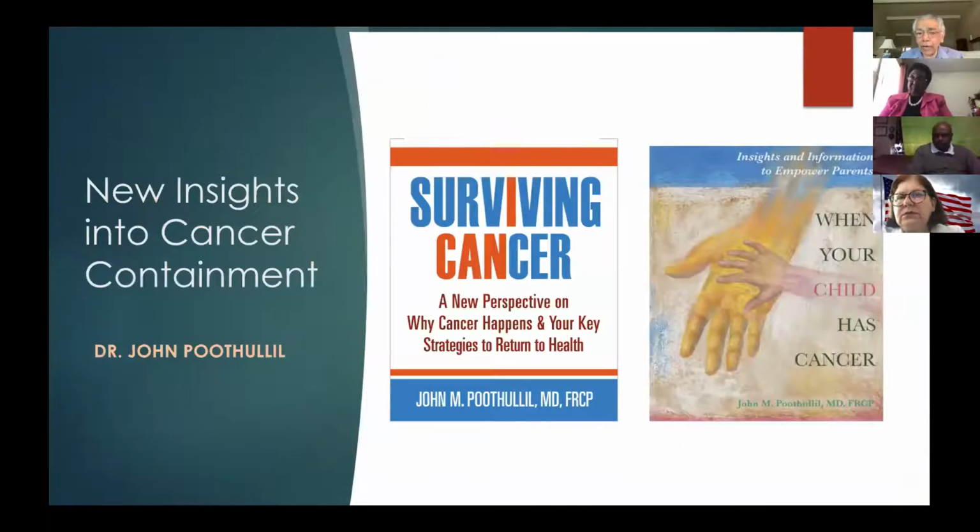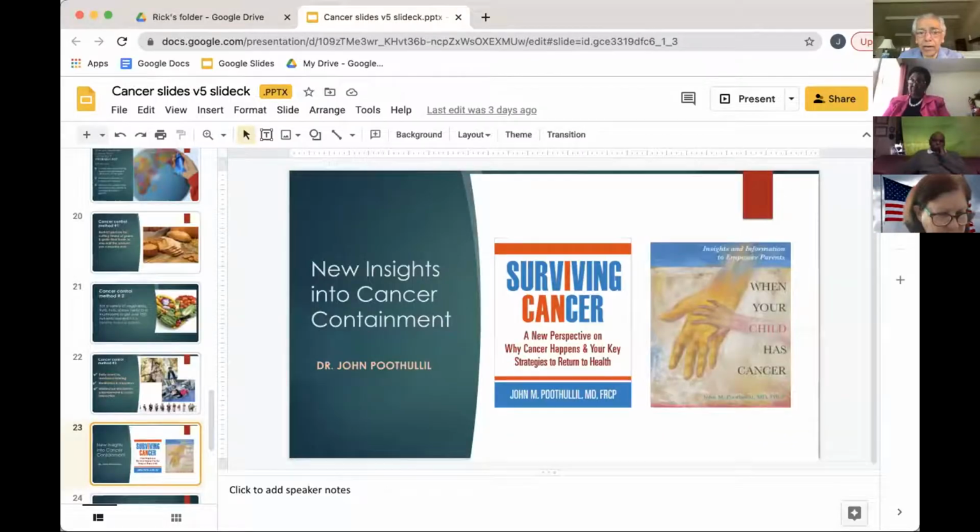So I have two books on cancer. One is Surviving Cancer. The other is When a Child Gets Cancer. That book came about because somebody asked me, ordinarily an adult develops cancer after 60 years of accumulation of mutations. Then how can a 6-year-old child develop cancer? My answer to that is contained in this book, When Your Child Develops Cancer. So I will stop here and answer any questions that you may have.